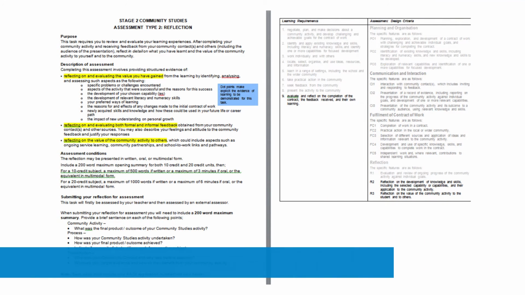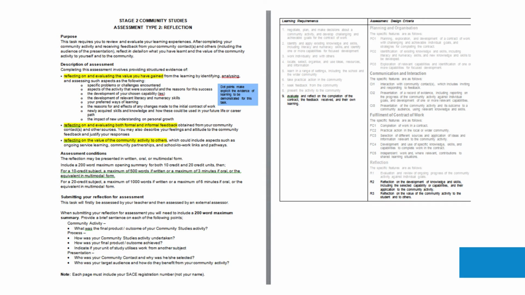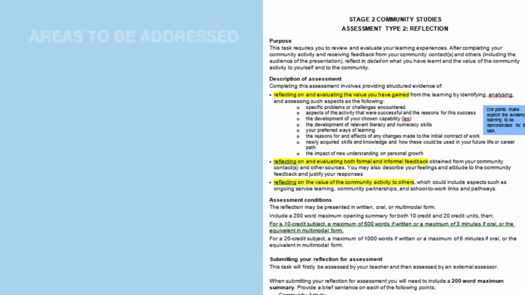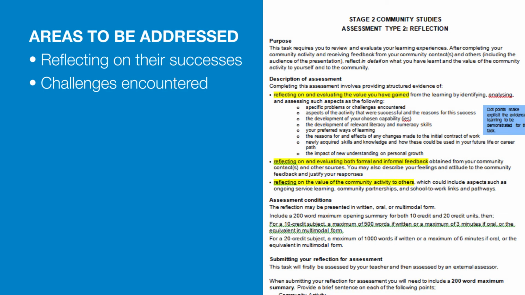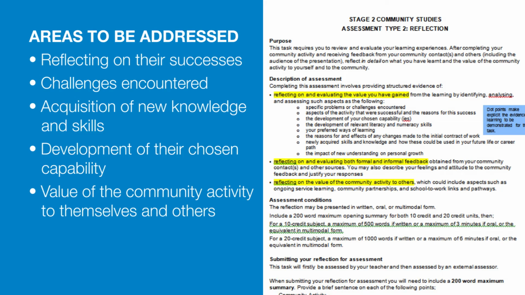So, how do teachers support students to develop a good reflection? The task sheet available on the mini site provides clear and explicit support for students regarding assessment requirements, as it identifies the areas students need to address, such as reflecting on their successes, challenges encountered, the acquisition of new knowledge and skills, the development of their chosen capability, the value of the community activity to themselves and others, and an evaluation of the feedback they received. In addition, the Chief Assessor's report provides teachers with ways to support students to be successful in each assessment type. Annotated examples from the website also show students how to demonstrate their evidence.